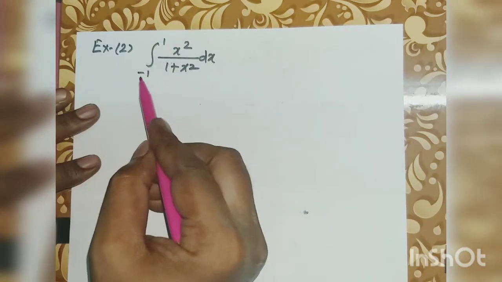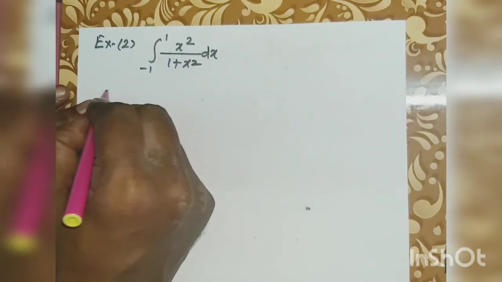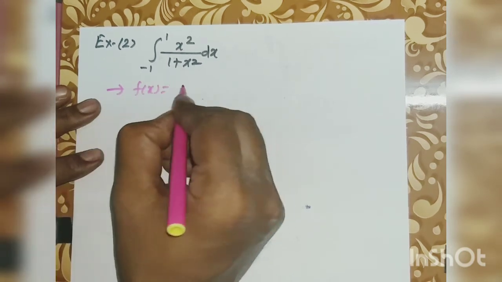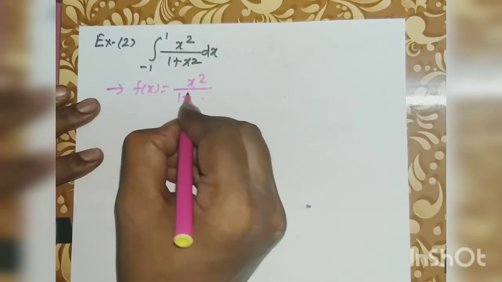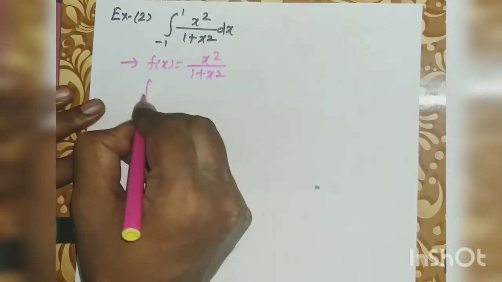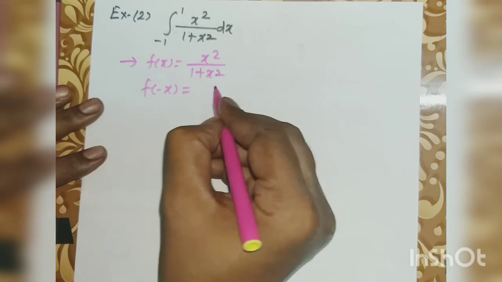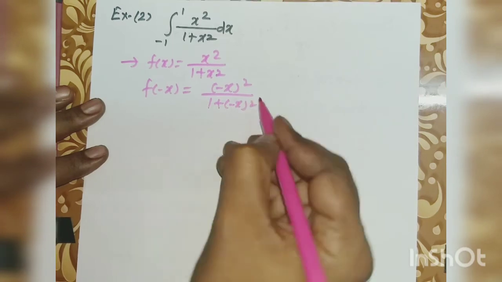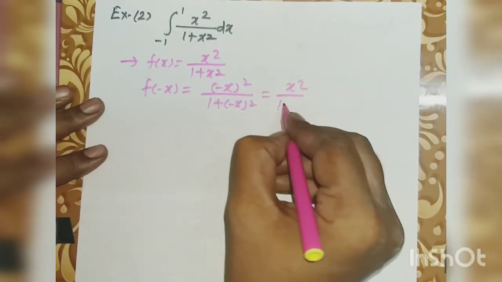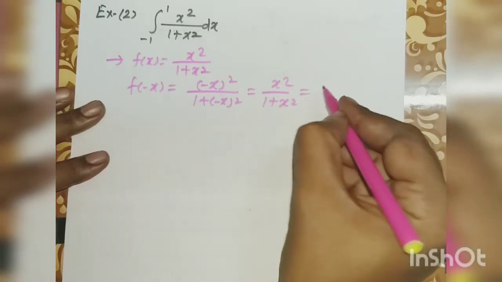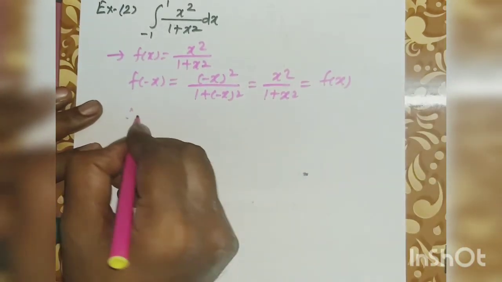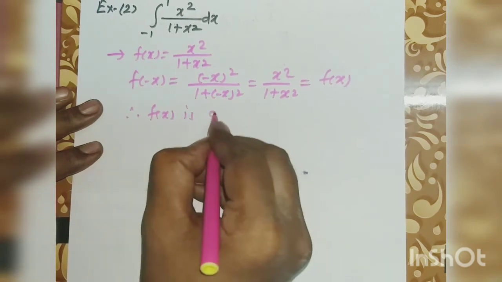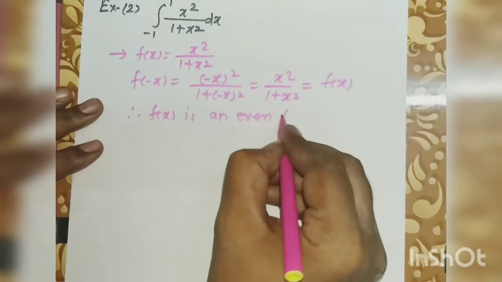Now take the second example: integration of minus 1 to 1 of x square divided by 1 plus x square. Here the given f(x) is equal to x square divided by 1 plus x square. First verify whether the function is odd or even. f(minus x) is equal to (minus x) square divided by 1 plus (minus x) square, which is x square divided by 1 plus x square, equal to f(x). Therefore f(x) is an even function.